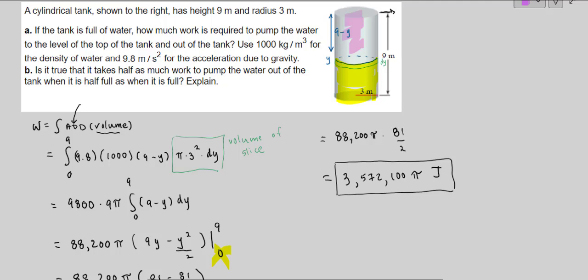Now we could easily figure out how much work it does take, and our integral is going to look identical. The only difference is going to be our limits of integration. Our limits of integration are going to be 0 to 4.5. Everything else in here is going to be the same all the way through. So to figure out how much work it takes to empty out half a tank, just compute that.